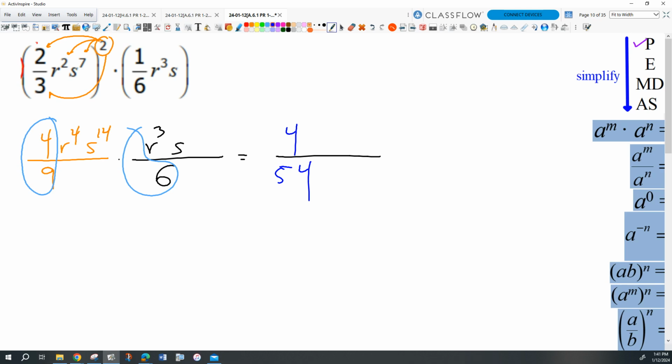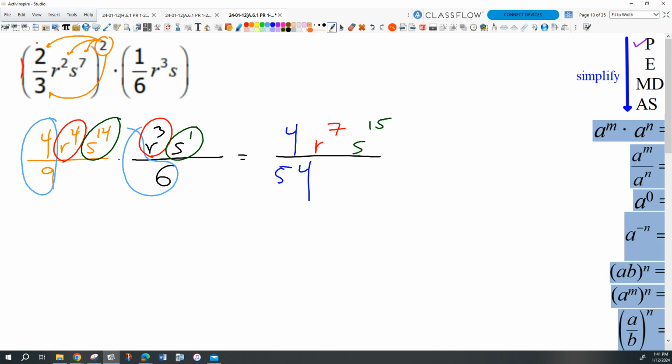The r's, okay, let's take the r's. So we've got an r to the 4th times an r cubed is gonna give me r to the 7th. And then finally, s to the 14th. S to the 14th times s is what? That's s to the 15th, because there's an invisible 1 there, right?